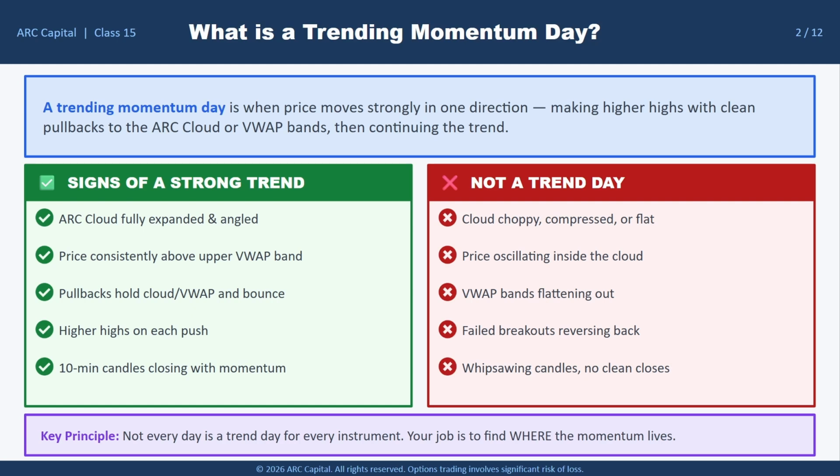So, what is not a trendy day? When the cloud is choppy, compressed, or flat, right? Now, what do I mean by this? When it is not expanding, right? When it's very barely visible, when you see it's flipping from green to red, when there's no real trend in the market, right? When price is oscillating inside of the cloud, right? What does that mean, guys? It just means that there's just choppy price action. There's wicks back and forth.